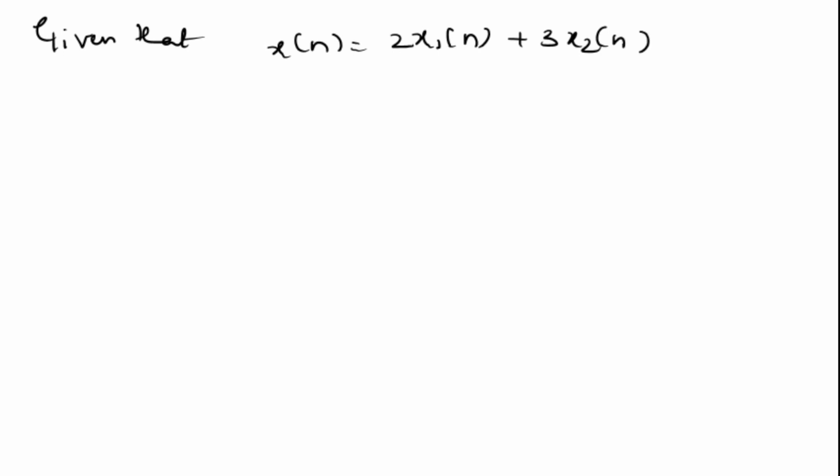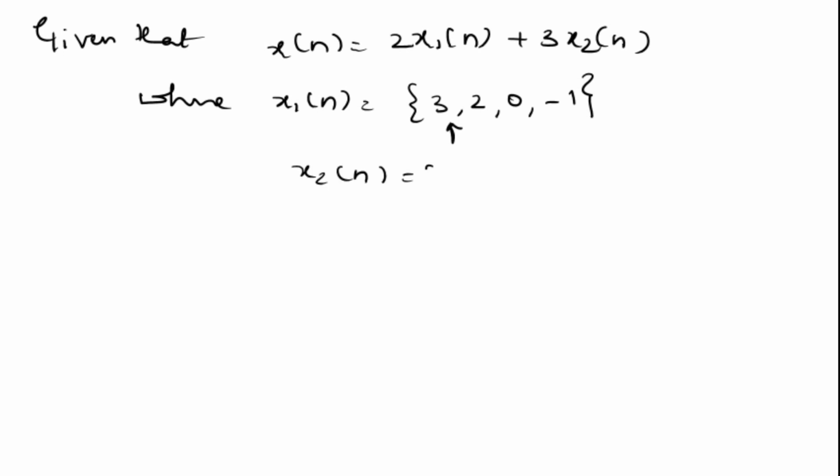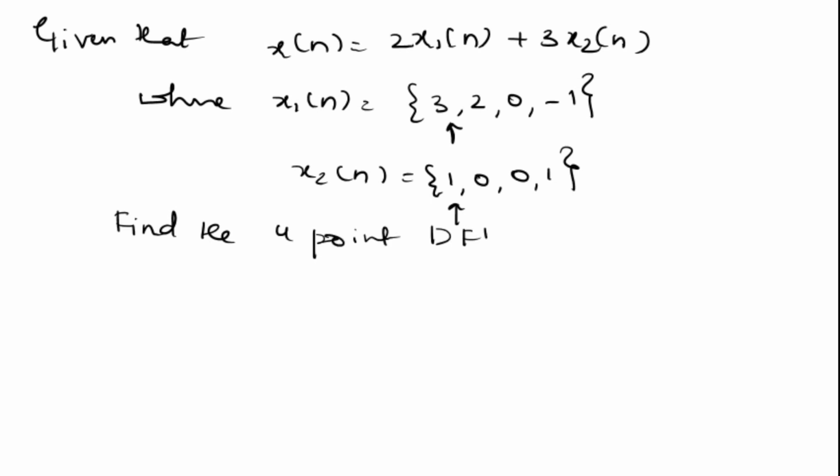Next problem, given that x of n is equal to 2 into x1 of n plus 3 into x2 of n, where x1 of n is equal to 3, 2, 0, minus 1, and x2 of n is equal to 1, 0, 0, 1. Find the 4-point DFT using linearity property.